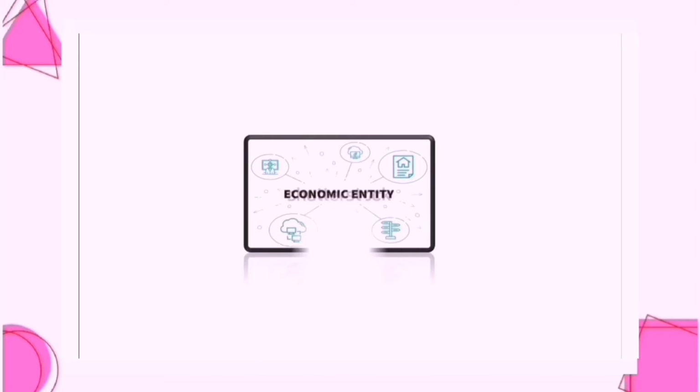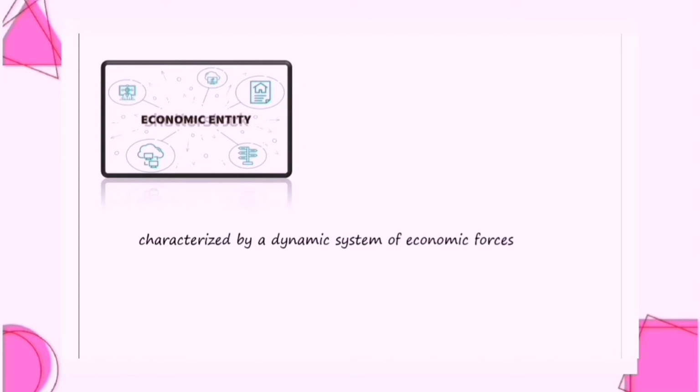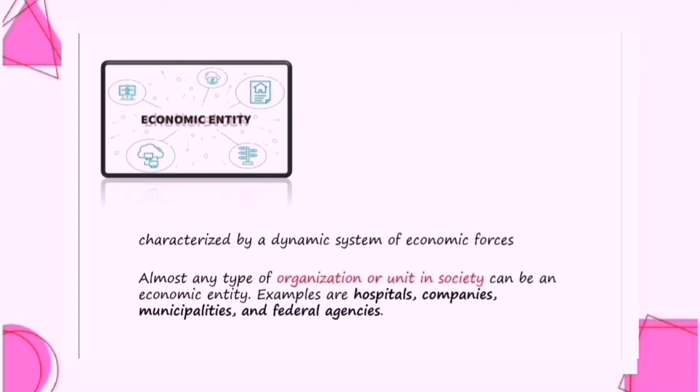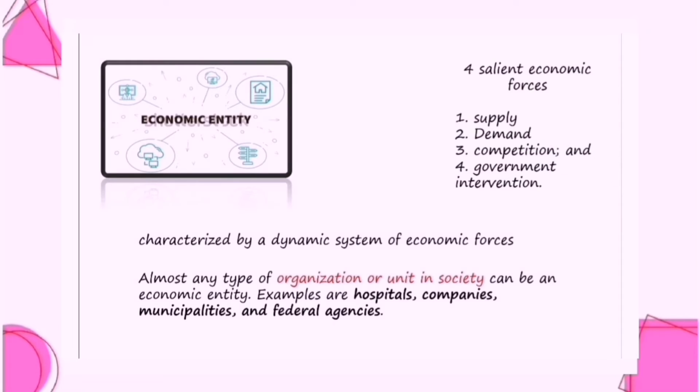A market is also an economic entity characterized by a dynamic system of economic forces. Almost any type of organization or unit in society can be an economic entity, like for example, our hospitals, companies, municipalities, and federal agencies. The four salient economic forces include supply, demand, competition, and government intervention.